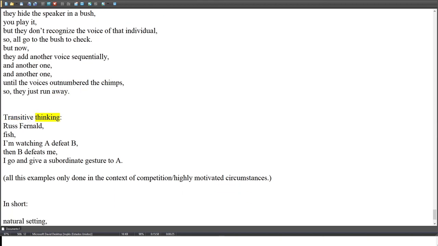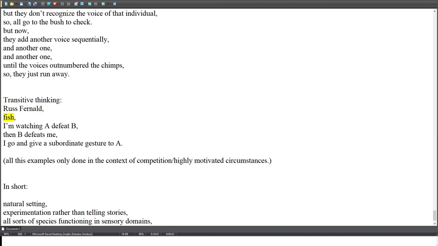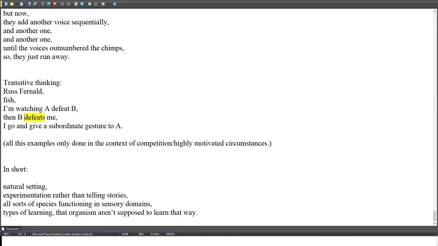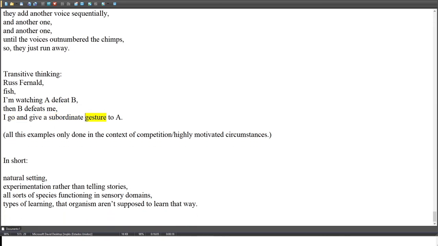Transitive thinking. Russ Fernald, fish. I'm watching A defeat B, then B defeats me. I go and give a subordinate gesture to A.